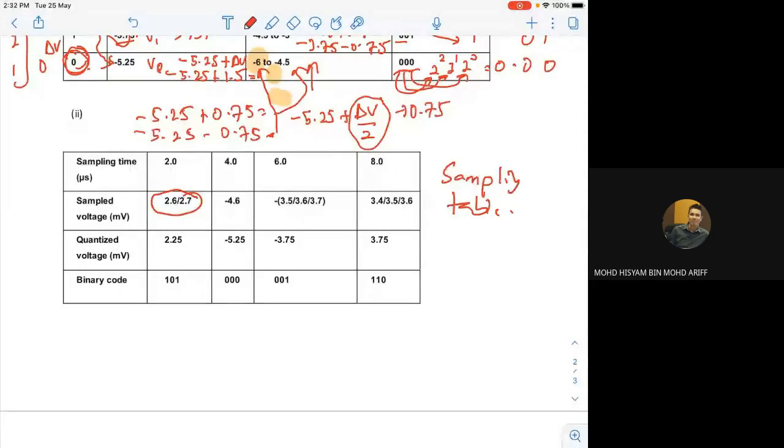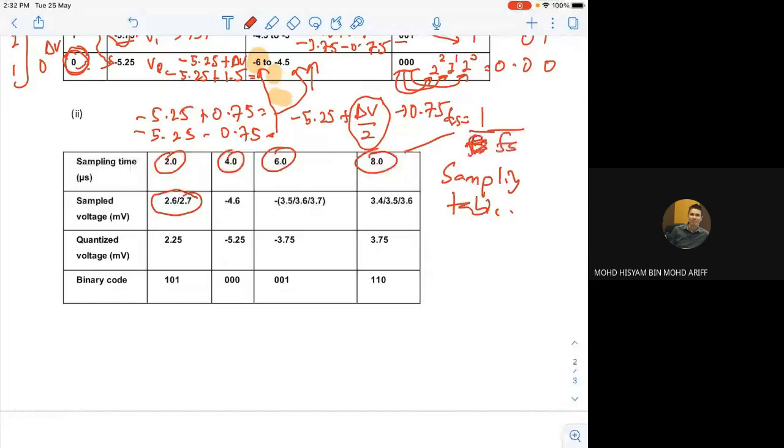The quantized value is fixed at 2.25. Sampling time 2, 4, 6, 8. Because if it is not given, you must sample every 2 microseconds. How do we get this? 1 divided by Fs, that is Ts, 1 over Fs. Now, 2.6 and 2.7.